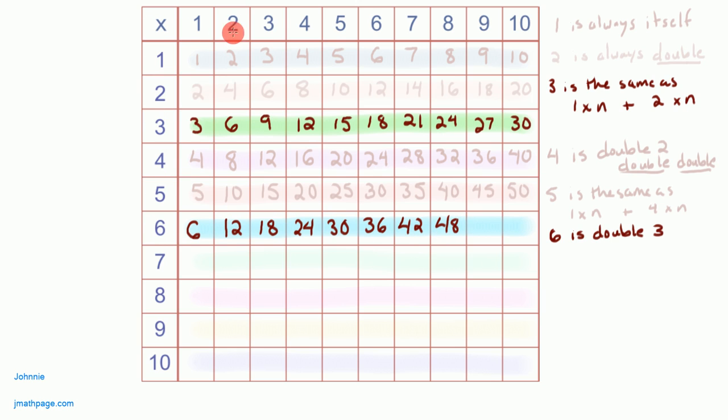6 times 9 is the same as 3 times 9 doubled. 27 and 27 more. 27 plus 27 gives us 54. And we save the best one for last. 6 times 10 is the same as 3 times 10 doubled. 30 and 30 more. 30 plus 30 gives us 60.